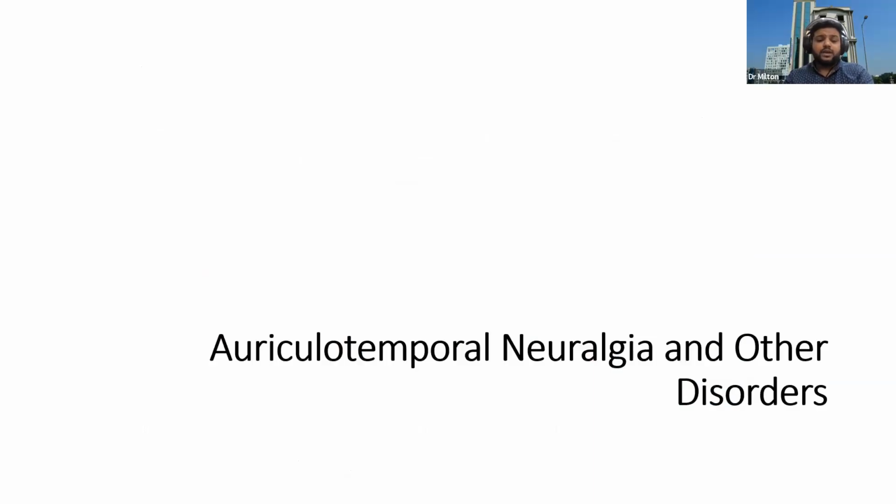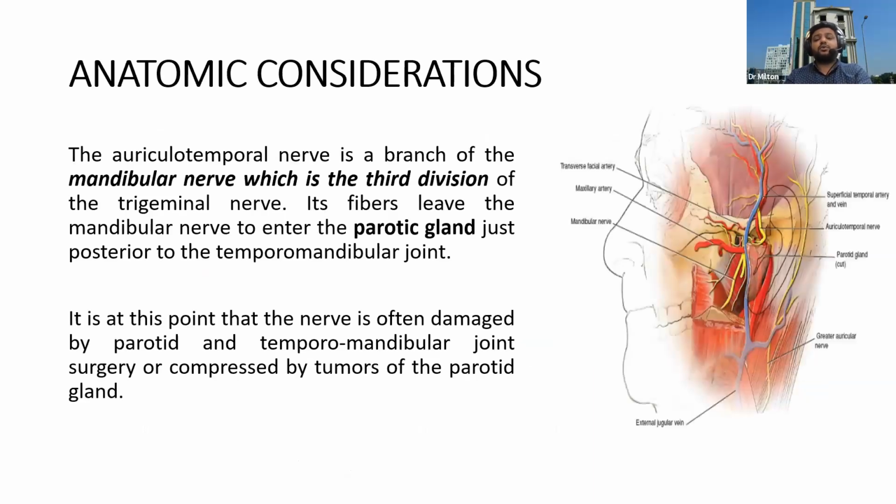Now we go to auriculotemporal neuralgia and other diseases. The auriculotemporal nerve is a branch of the mandibular nerve, which is the third division of the trigeminal nerve, and its fibers leave the mandibular nerve to enter the parotid gland, just posterior to the temporomandibular joint. So our probe position is the same area, just posterior to the temporomandibular joint.